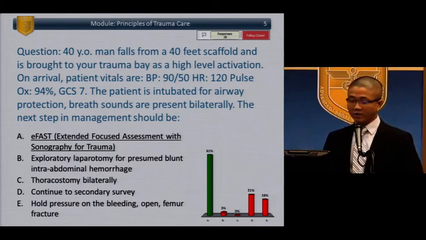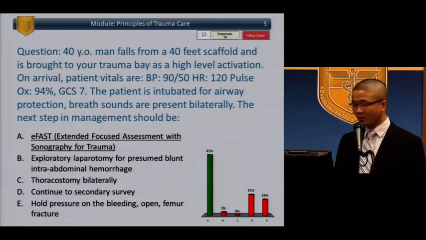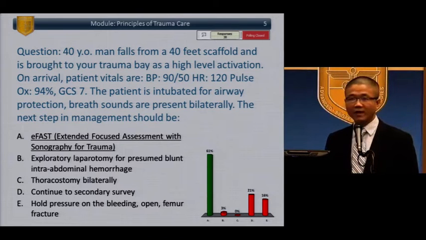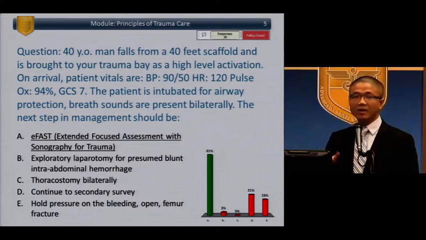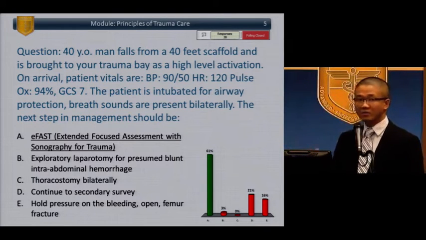All right, so the majority of you picked the extended focused assessment with sonography for trauma, or EFAST. And I completely understand the 16% who also chose E, as in Edward, for holding pressure on the bleeding open femur fracture. And I hope through the next couple of modules that I will keep repeating this very important concept, which is competing interests and a systematic way of going through your ATLS. The reason that EFAST is potentially a better answer than E is that you're done with your airway, you're done with your breathing, and you're stuck on C for circulation.